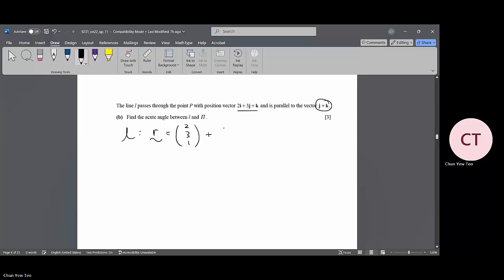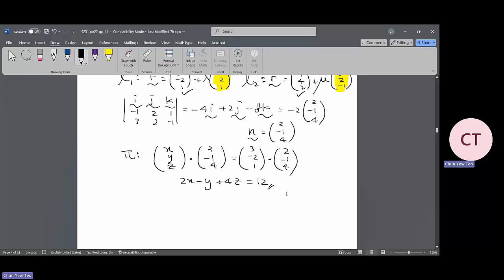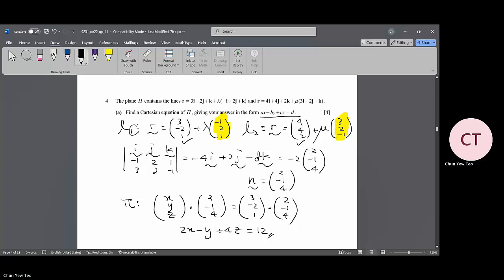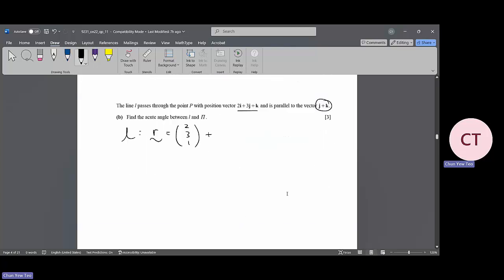So I had to be careful, okay, because that's now I call L1 and L2, so it isn't redundant. They're using lambda and mu as parameters, so I will use t over here as a parameter. So the directional vector is (0, 1, 1). Okay, they want to find the acute angle between the line L and plane pi.